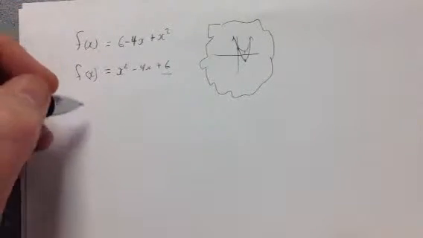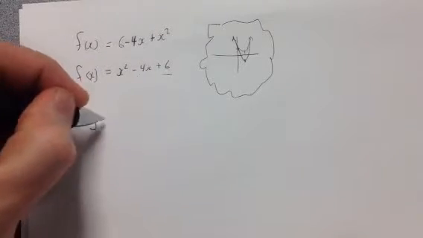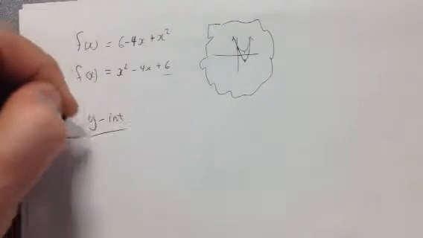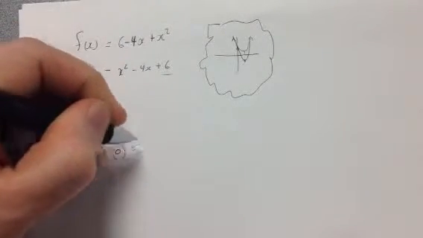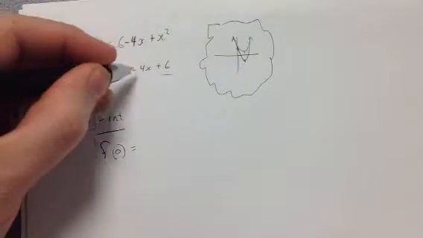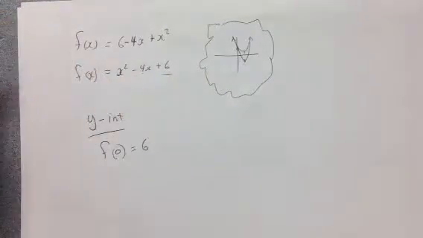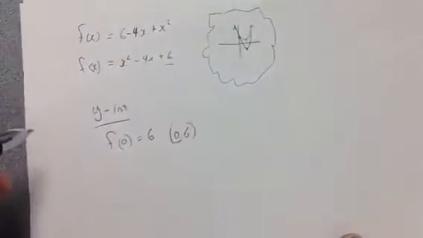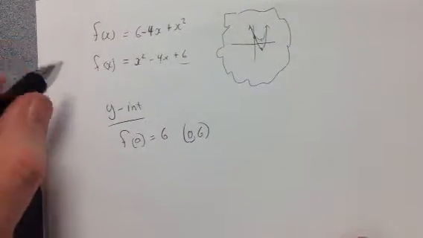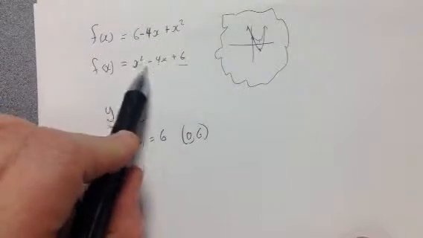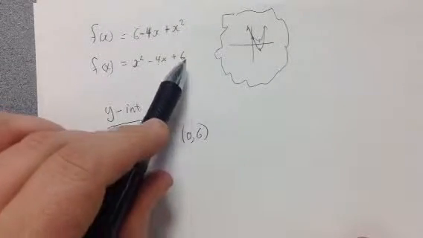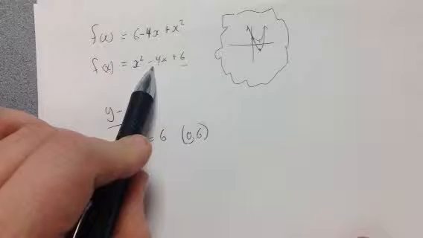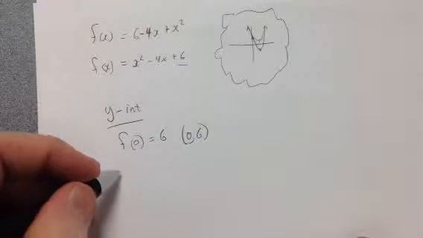First things first, I'm going to find the y-intercept. That's f of 0, and I can see clearly that when x is 0, we get 0 squared minus 4 times 0 plus 6, so we get 0, 6. So I write down the coordinates of the y-intercept. And then I ask myself if this is factorable. Are there numbers that multiply to give me 6 that add up to negative 4? The answer is no. So I'm going to write this in vertex form.